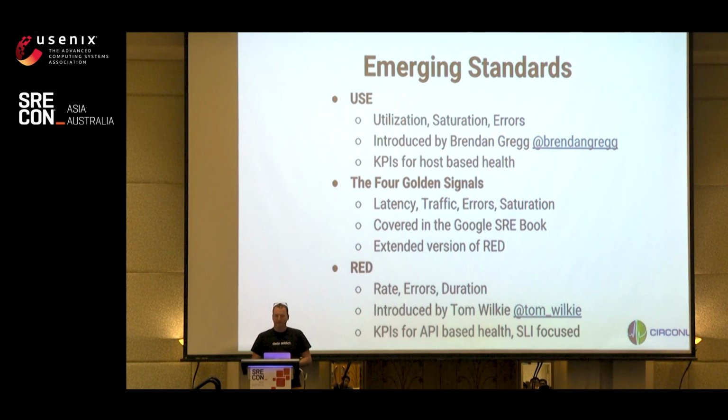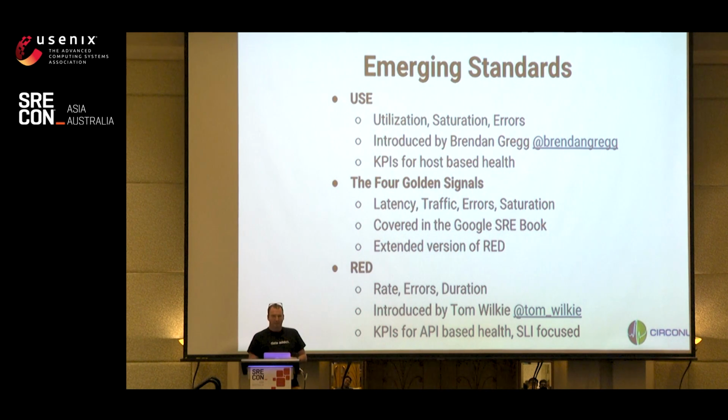Over the past several years, there have been a number of emerging standards regarding combinations of indicators for quantifying both host-based and service-based health. Brendan Gregg introduced the USE method a few years ago, which seeks to quantify the health of a system host based on utilization, saturation, and error metrics. For something like a CPU, we can use common utilization metrics for user, system, and idle percentages, and load average and run queue for saturation. The UNIX perf profiler is a good tool for measuring CPU error events, though we don't expect to see those often.